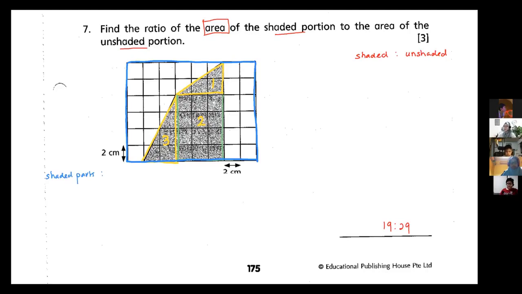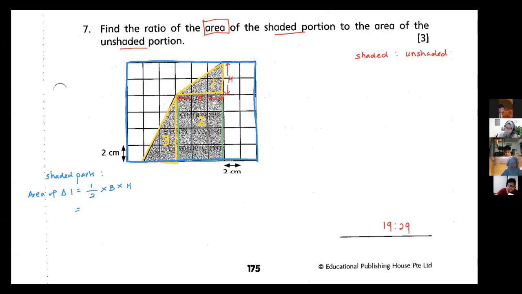For the shaded part, I have area of triangle 1, area of rectangle 2, and area of triangle 3. Area of triangle 1 equals half times base times height. Let's look at triangle 1. What is the base? The base here is this much. Let's change color, cannot see. I use red. This is the base. Where's the height? This is the height.